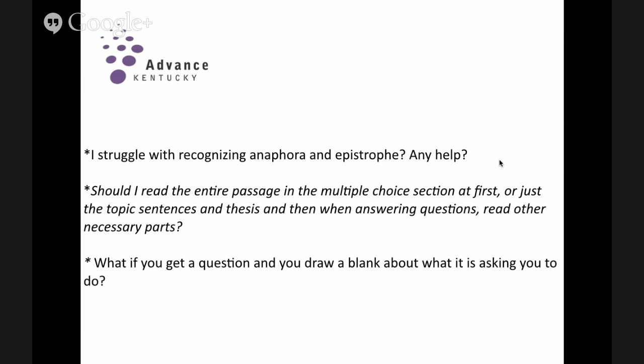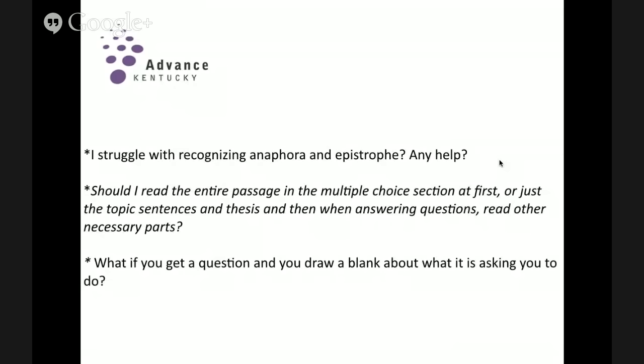Or any of those really difficult rhetorical devices that you study and you have a really hard time recognizing or remembering the names. I think you should really focus on understanding the passage and annotating the passages as you go.